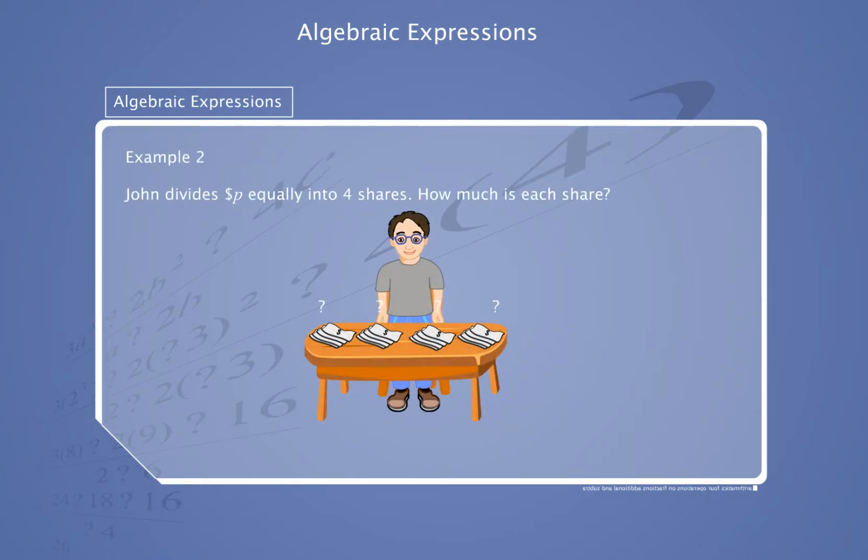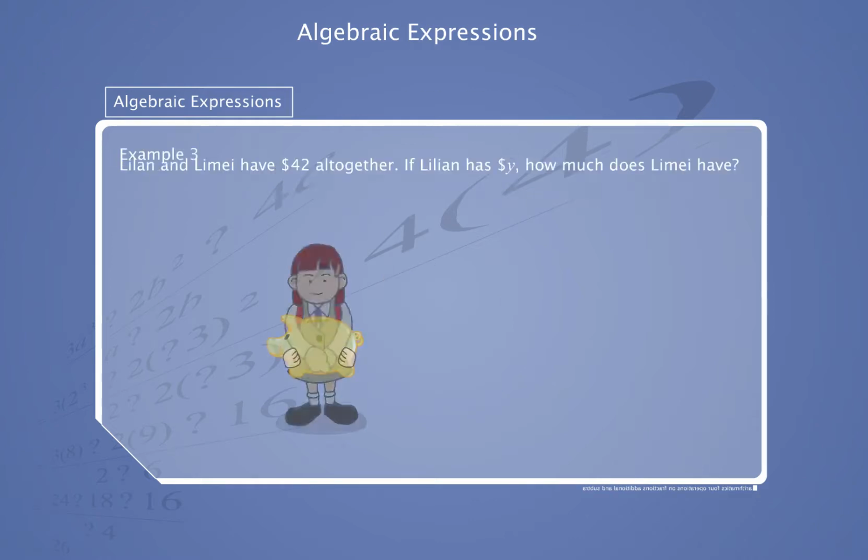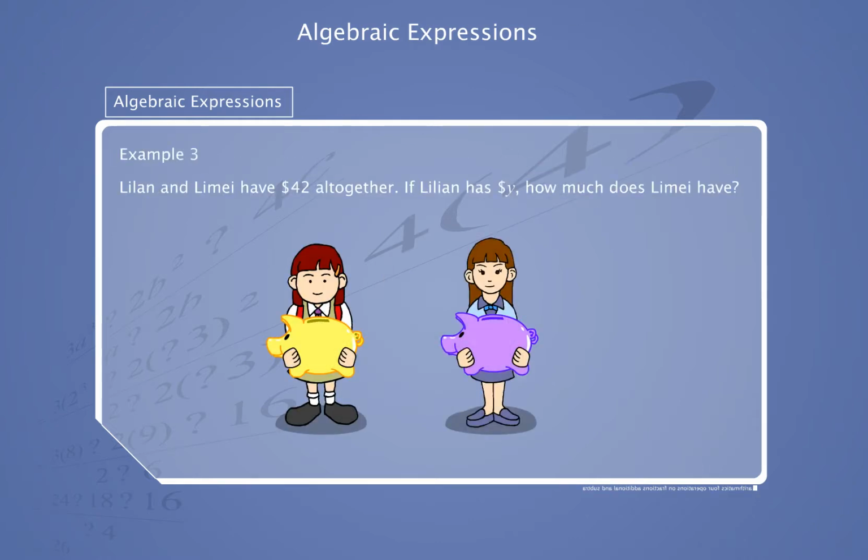John divides $P equally into 4 shares. How much is each share? Lilan and Li Mei have $42 altogether. If Lilan has Y dollars, how much does Li Mei have?